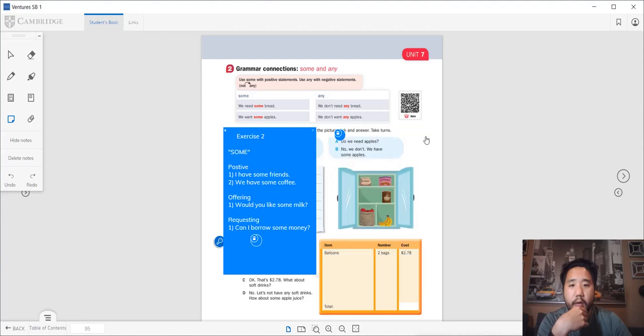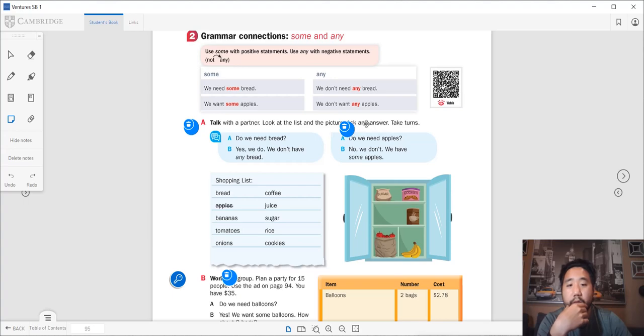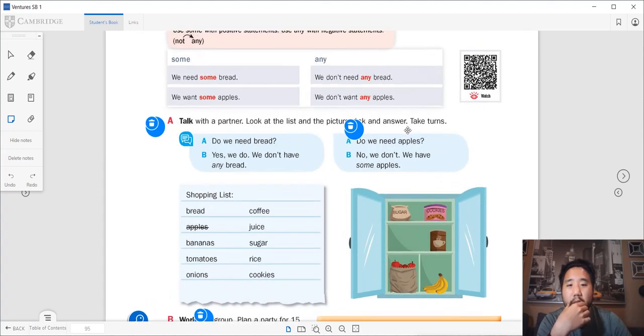Alright. Now, back to this. So exercise 2. 2A, talk with a partner, look at the list and picture and ask the questions. Take turns. So here we can see shelves with sugar, cookies, coffee, apples, and bananas. I guess we have to use these question and answer formats. Here we have a shopping list, so we need to check what items we need to buy.